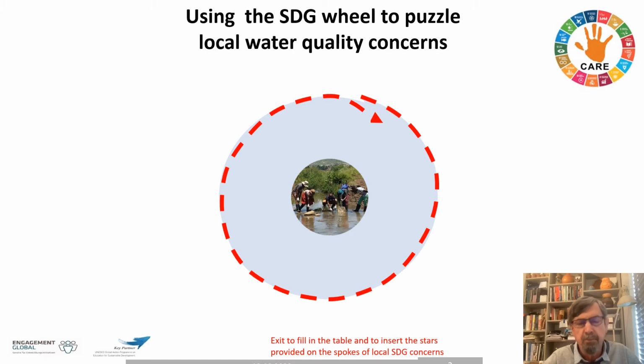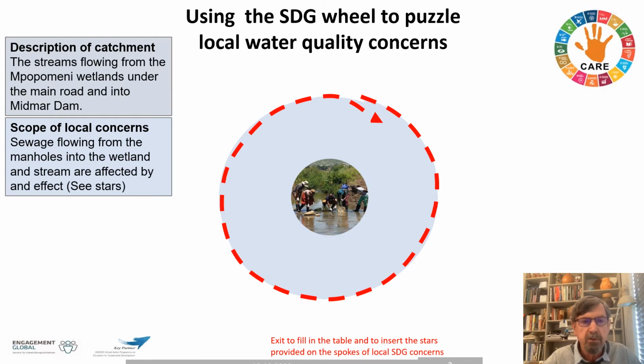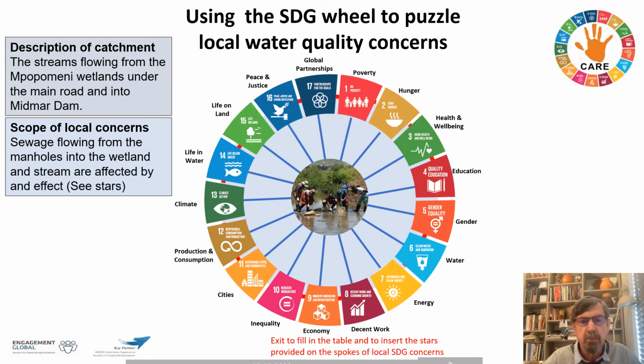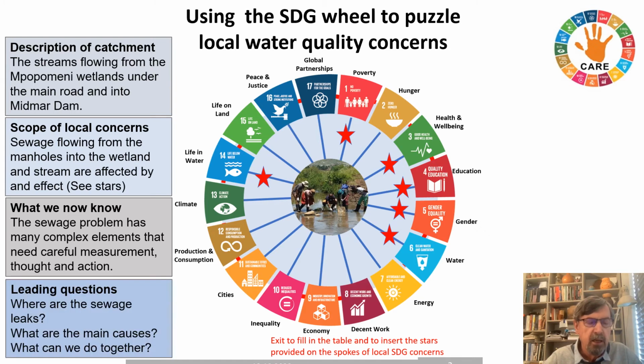Here the students are in the field, describing the river catchment and looking at the scope of concerns, working with the Sustainable Development Goals and picking up all of the complex health and well-being, poverty, water, gender, the life in water and how that's affected. And in this way, they were able to broaden the scope of their knowledge of systems thinking and look at the sewage leakage problem as a key element that they began to explore around leading questions that could be taken up in their investigation.